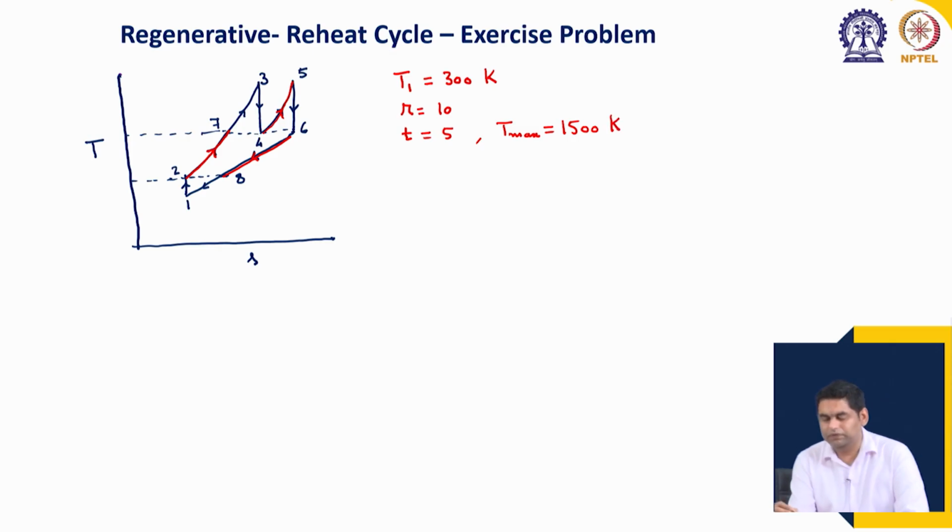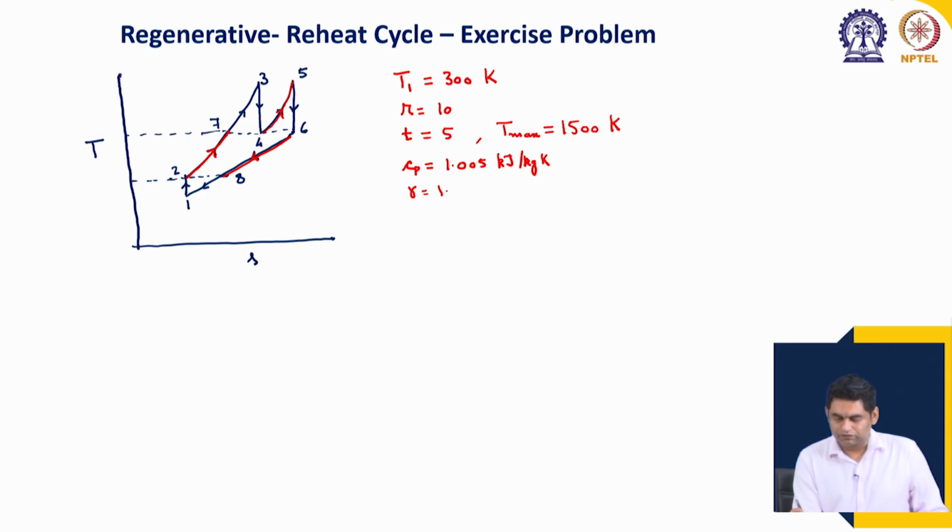So, from that we obtain T equal to 5. These were the conditions, and we had assumed that air has standard Cp value of 1.005 kilojoule per kg Kelvin and gamma is equal to 1.4.